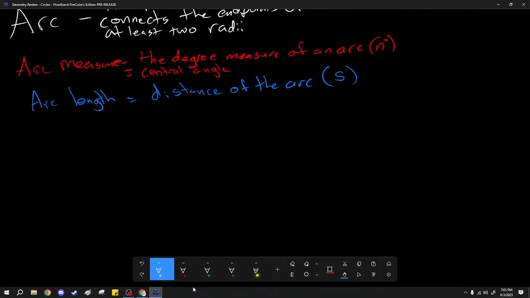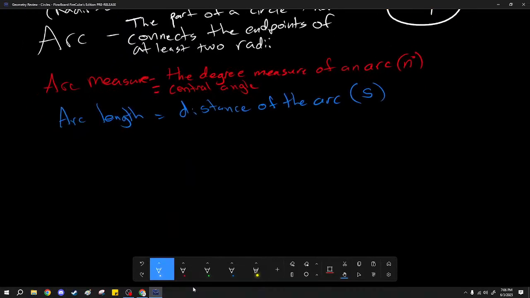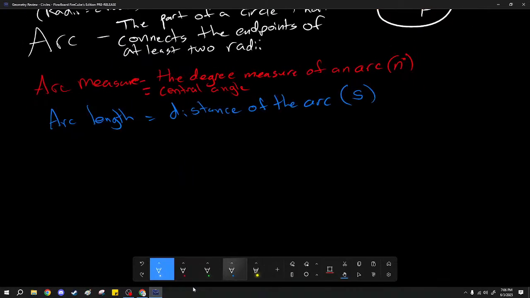When it comes to arc measure, there's no equation. They are just related to the central angle. It is a degree measurement. You just need to understand that the arc measure is used in other equations. And an equation that it is used in is the arc length equation, which I will write here.